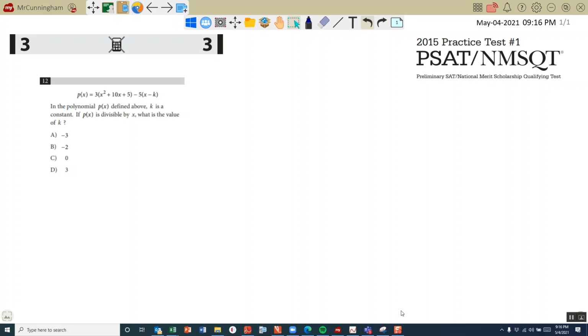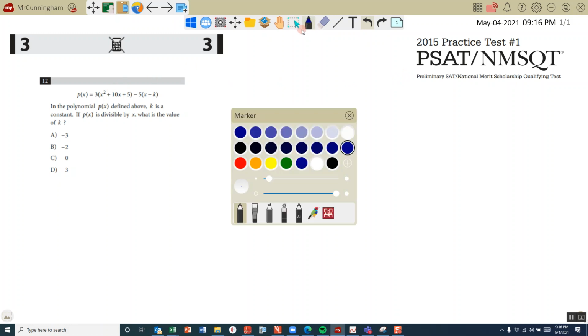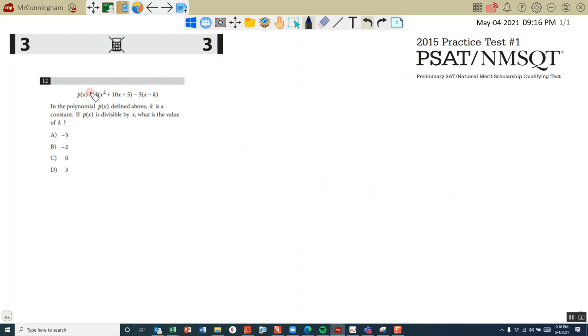Alright, this is question 12 for the 2015 practice PSAT. Question 12, so it's non-calc. We've got p of x is this polynomial. I'm going to write it out: 3 times (x squared plus 10x plus 5), close bracket, minus 5(x minus k). It looks nasty. K is a constant, so k is just a number. If p of x is divisible by x, what is the value of k?